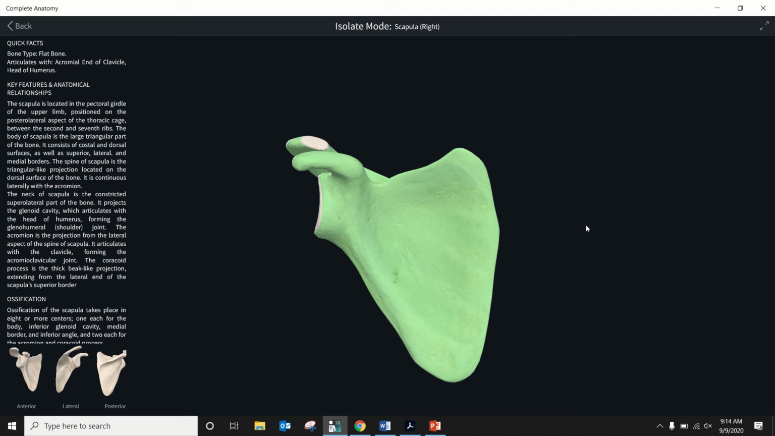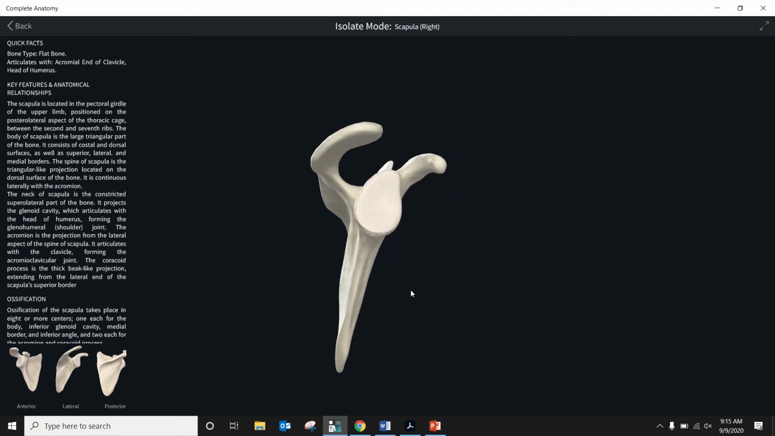The next thing that we're going to talk about is the glenoid cavity. The glenoid cavity is on the most lateral aspect of the bone.